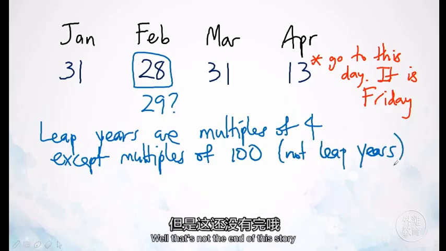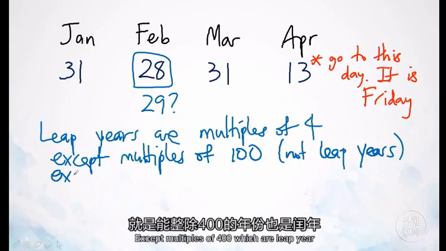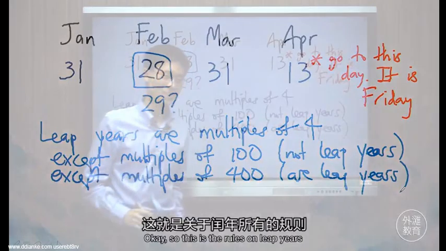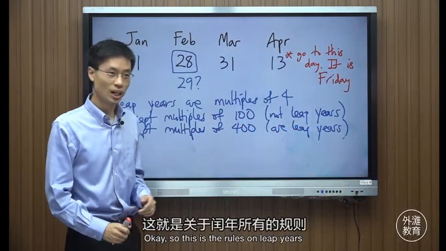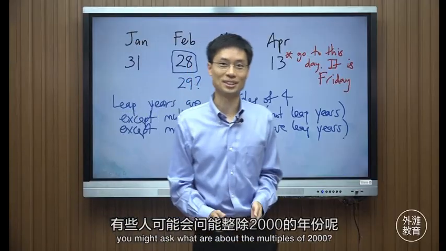Well, that's not the end of the story. Actually, there's another except. Except multiples of 400, which are leap years. Okay, so this is the rule on leap years. You might ask, what about things like multiples of 2000?